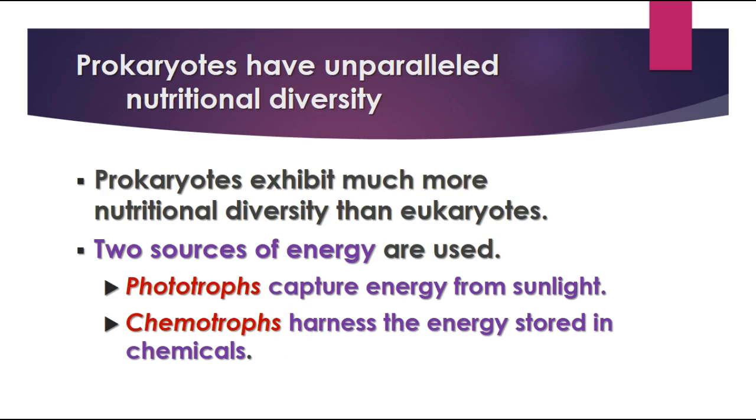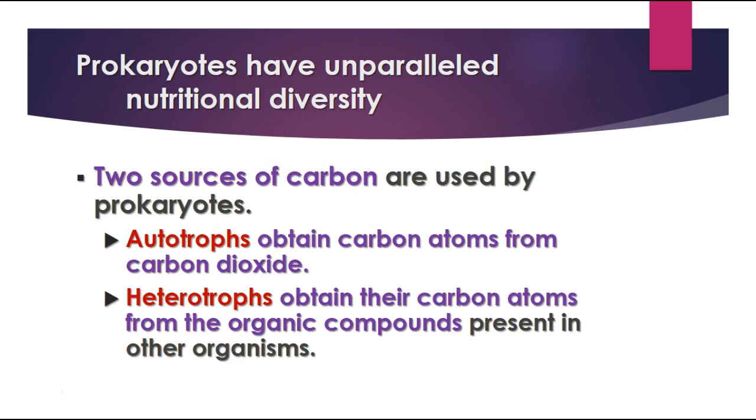Prokaryotes have a lot more nutritional diversity than eukaryotes. There are two main kinds of energy that can be used, of course. Phototrophs capture energy from sunlight, and then chemotrophs use energy stored in chemicals. And so we have to talk about how that affects where they get their carbon from as well. Two sources of carbon are used by prokaryotes. Autotrophs get carbon atoms from carbon dioxide, like plants do, and heterotrophs get their carbon atoms from the organic compounds in other organisms that they can infect.